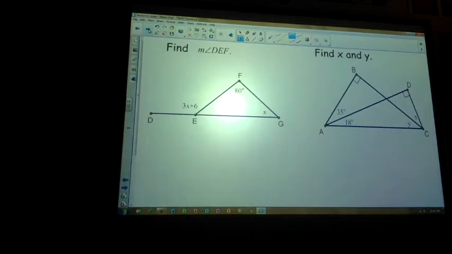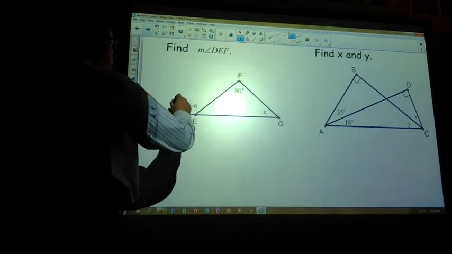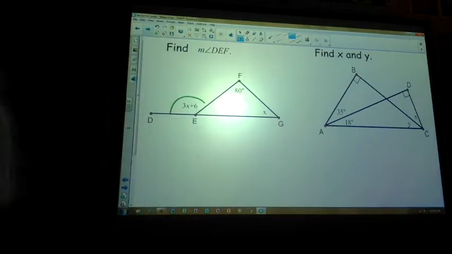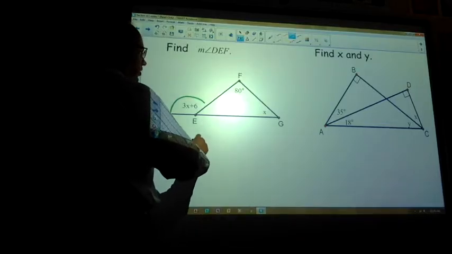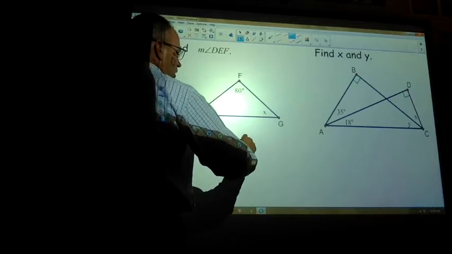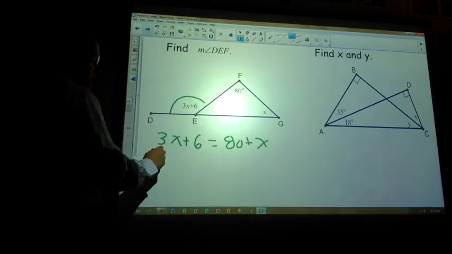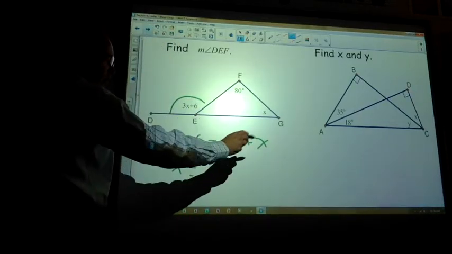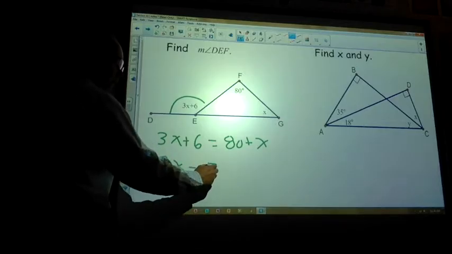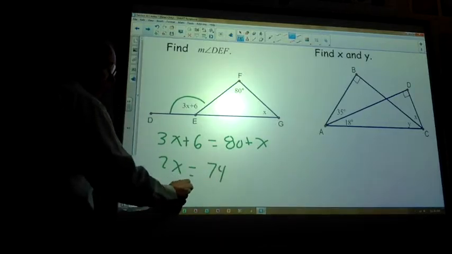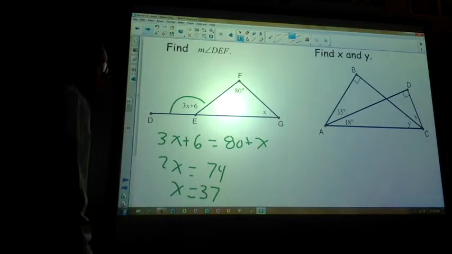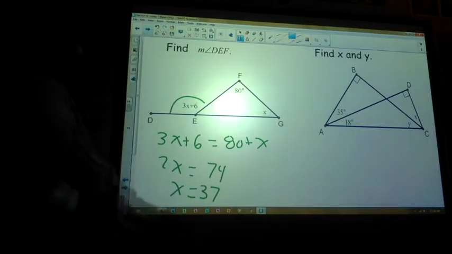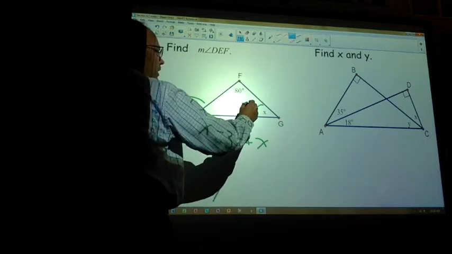Find the measure of DEF. So DEF is here. Algebraically, how are we going to find it? 3x plus 6 equals 80 plus x. Using algebra, subtract x, I get 2x. Subtract 6, I get 74. Divide each side by 2. 37 degrees. So this angle here is 37 degrees.